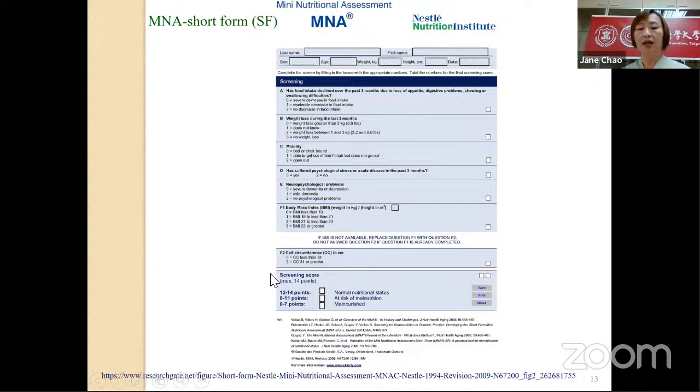So it's easy to answer these 6 questions, and you can have your total score with the same 3 categories. One is normal nutritional status. The other is at risk of malnutrition. The third is malnourished. So you have different scores corresponding to different statuses.